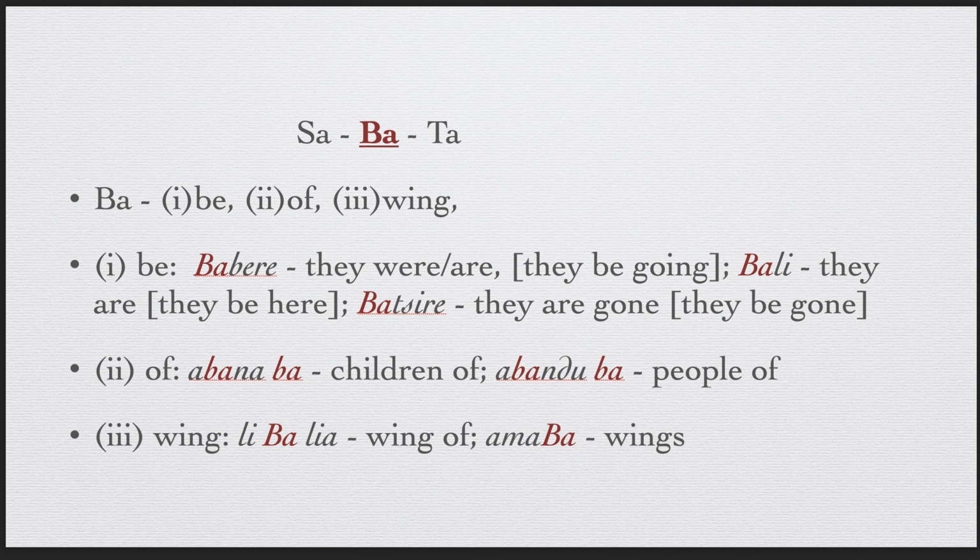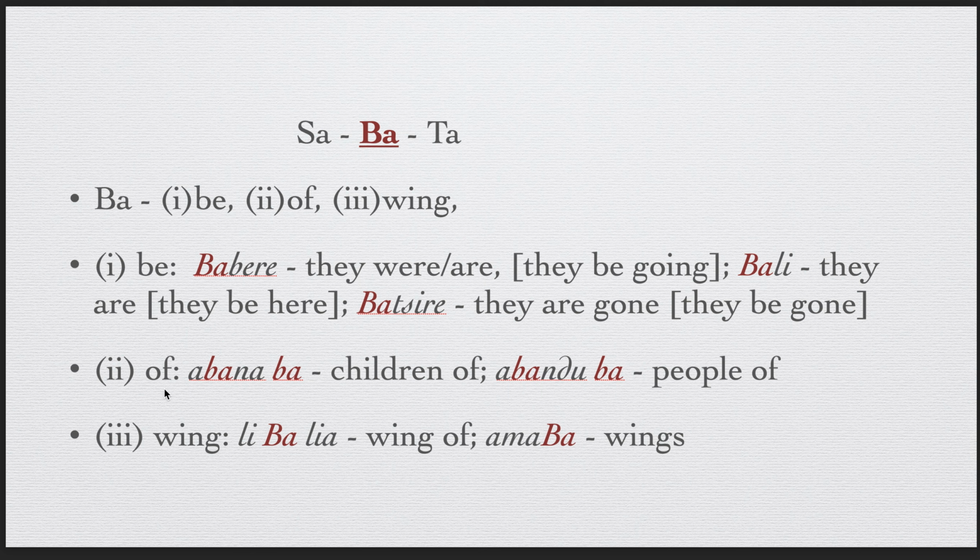Now the second syllable is ba. Ba has three meanings: be, off, and wing. The first meaning, be: vabere means they were or they are. This is equivalent to how in America they say "they be going." That's literally what it means. Ba means be in that sense. If I said vali, that means they are, like they be here or they be doing this. And batsire means they are gone, or they be gone. So ba literally means be, to be.